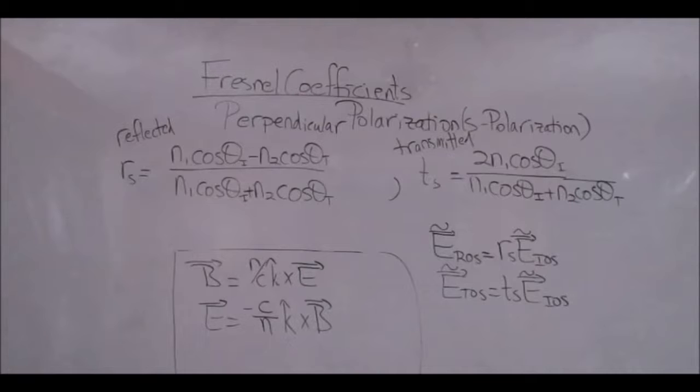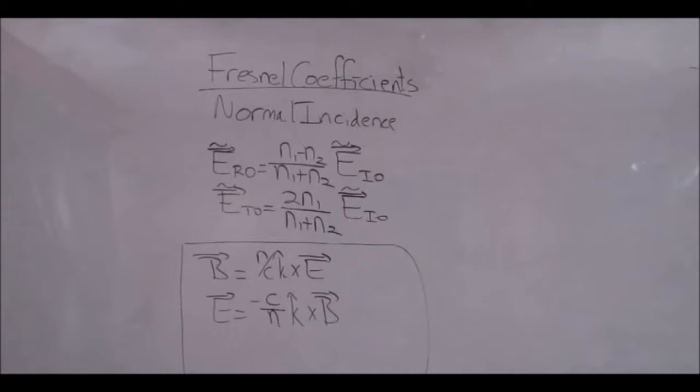Starting from the Fresnel coefficients for perpendicular polarization, simply set the angle of incidence equal to 0 degrees. By Snell's law, the angle of transmission, or angle of refraction, also equals 0 degrees, and we obtain the two expressions here: N1 minus N2 over N1 plus N2 for reflection, and 2N1 over N1 plus N2 for transmission. The transmitted wave is always in phase with the incident wave, and the reflected wave is in phase if N1 is greater than N2, and 180 degrees out of phase if N2 is greater than N1.